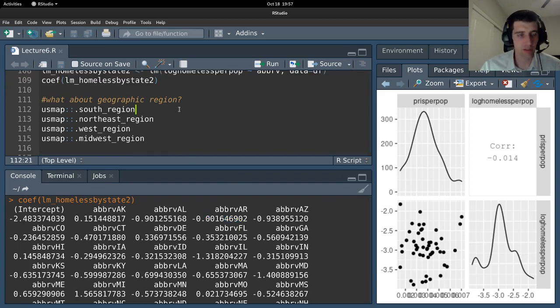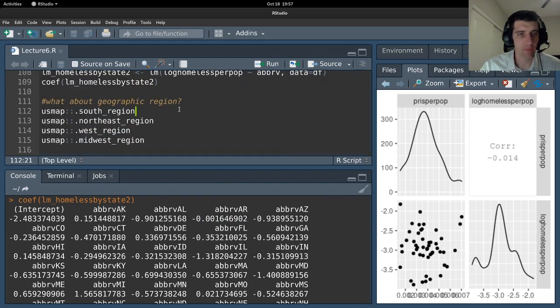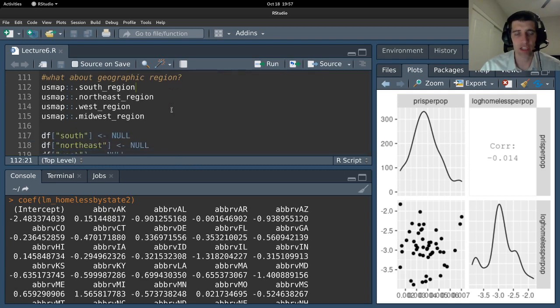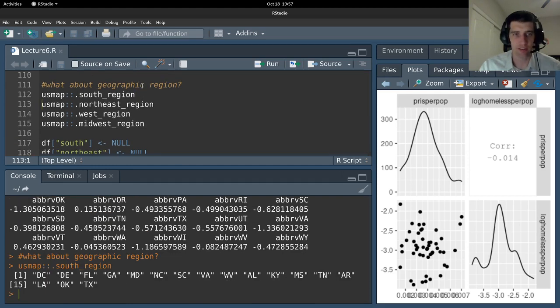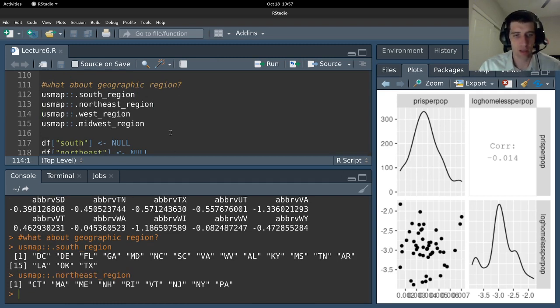So let's continue plodding along here. Actually, using states as predictors is not a very good idea because there's one observation for each state. When I use this as a predictor, I'm definitely overtraining to this data set because each of my observations gets a contrast, right? So instead of predicting with state, I'm going to use the geographic region. The US map package in R that I've been using to make these plots defines regions. So they have a south region, a northeast region, and so on and so forth.